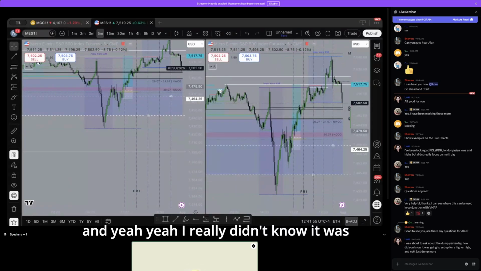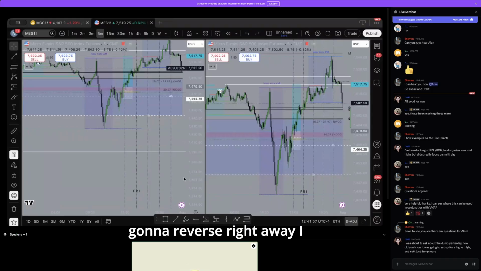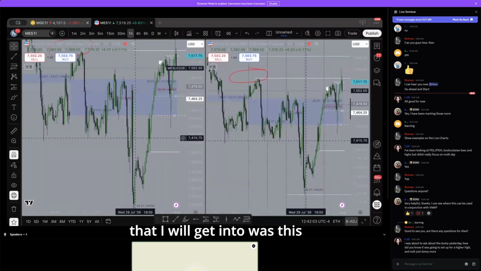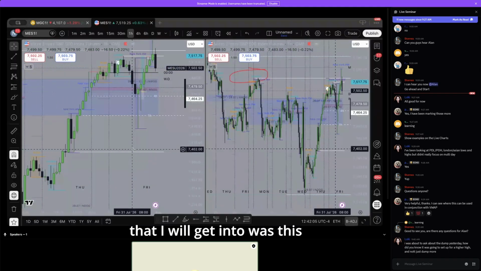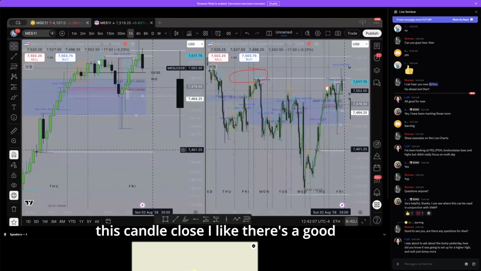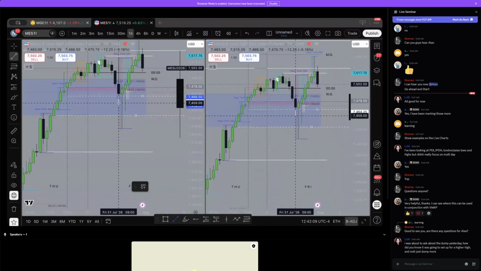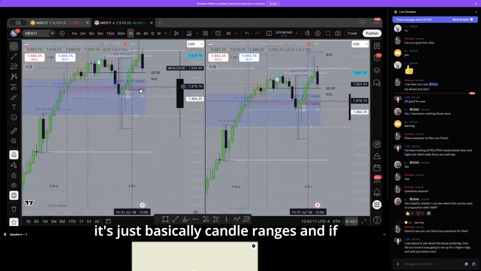Yeah, I really didn't know it was gonna keep pushing. I thought it was gonna reverse right away. I just saw that. What I really did like, and this is another concept that I will get into, was this candle close. There's a thing that I trade sometimes. It's just basically candle ranges.